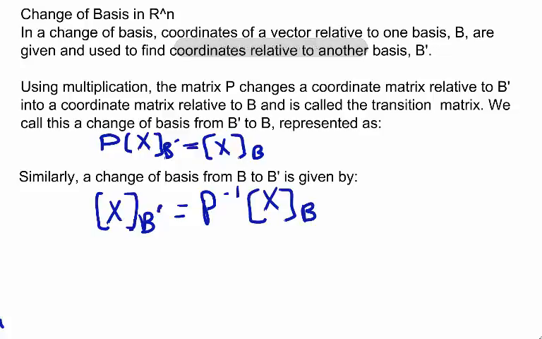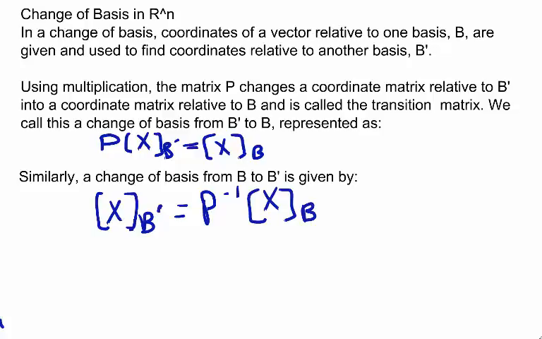In this video, we're going to talk about change of basis in Rn. In a change of basis, coordinates of a vector relative to one basis, B, are given and used to find coordinates relative to another basis, B'. Using multiplication, the matrix P changes a coordinate matrix relative to B' into a coordinate matrix relative to B, and is called the transition matrix.